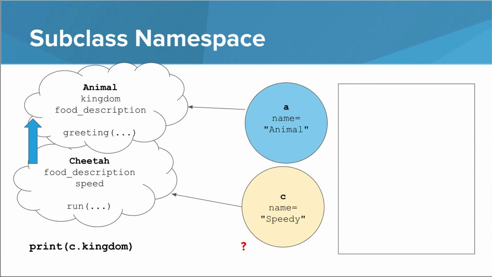Now what if we print out c.kingdom? Well, kingdom doesn't exist in the object namespace, so it hops up to the cheetah namespace. It doesn't exist inside cheetah's namespace either, so it hops up to the superclass animal and finds it there. And here it'll print out Animalia.